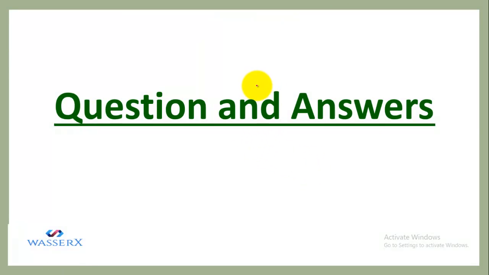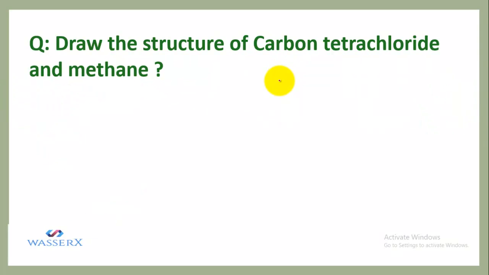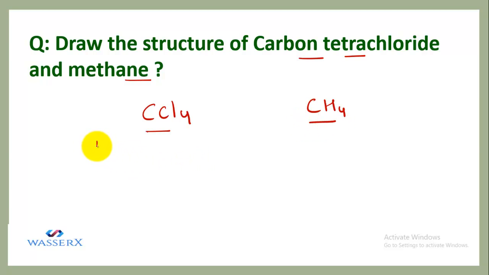Now let's do a few questions and answers to see how much knowledge you have gained till now. So the first question is, draw the structure of carbon tetrachloride and methane. We know that carbon tetrachloride is CCl4 and methane is CH4. So in this, both will form the same bond, that is the covalent bond. See how you will make out.